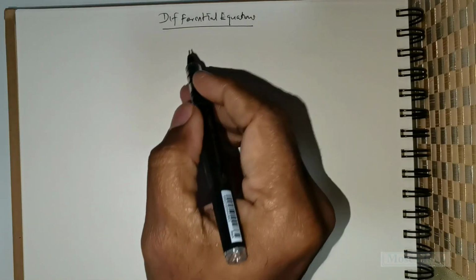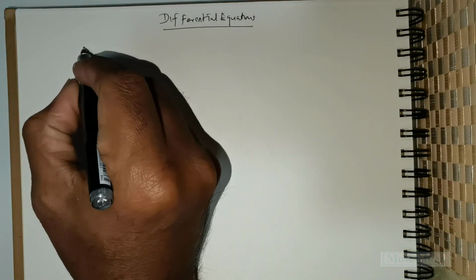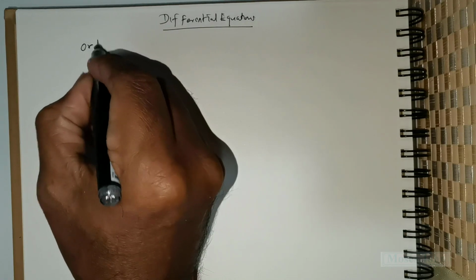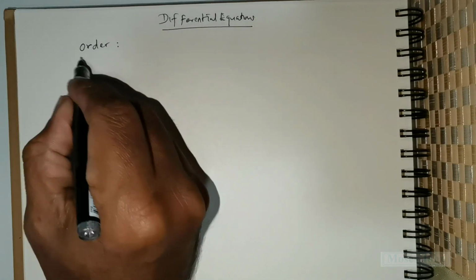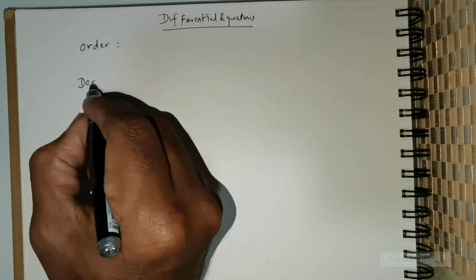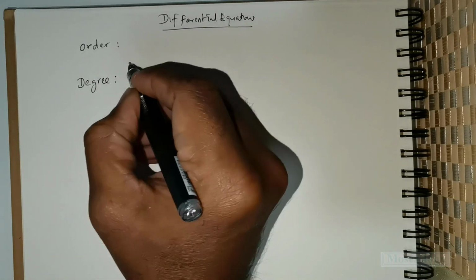Students, in this class we will learn about differential equations. Now, there are two important terms you have to know whenever you are studying differential equations. The first term is called the order. The second term is called the degree. Now, what exactly is the order?